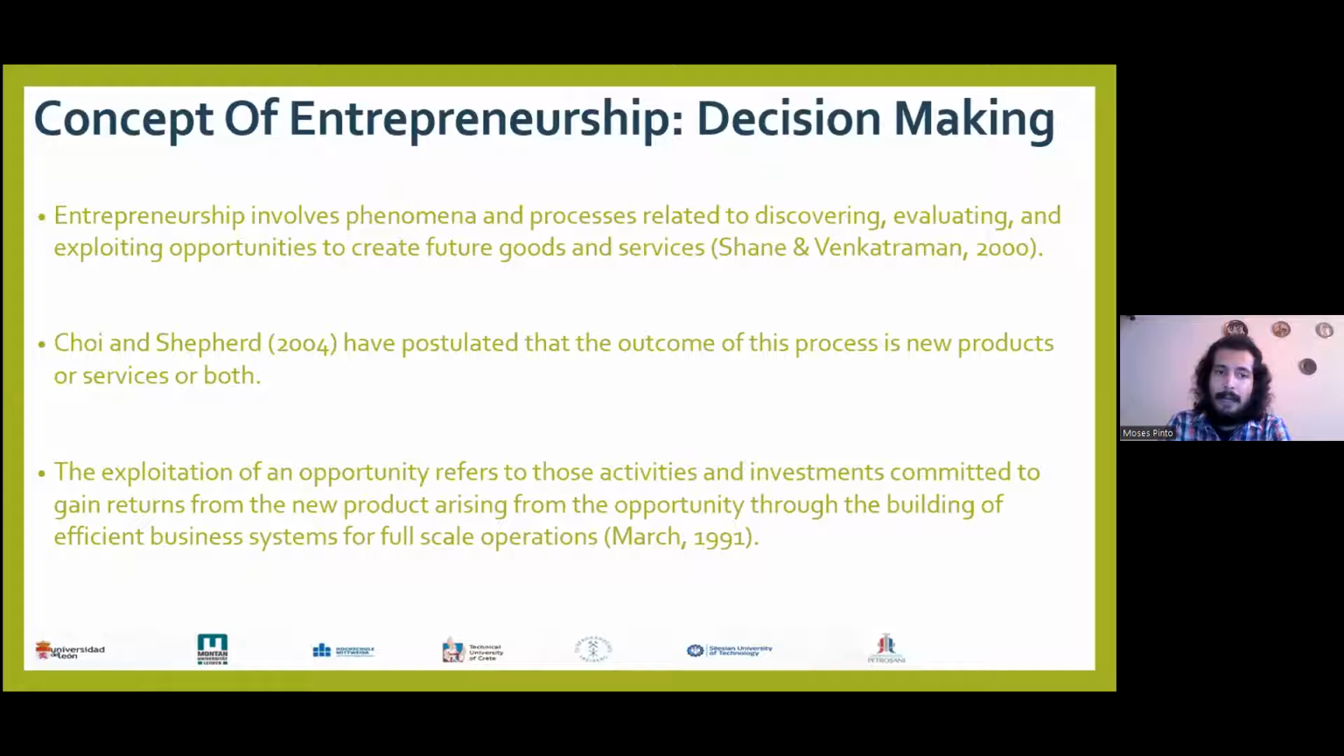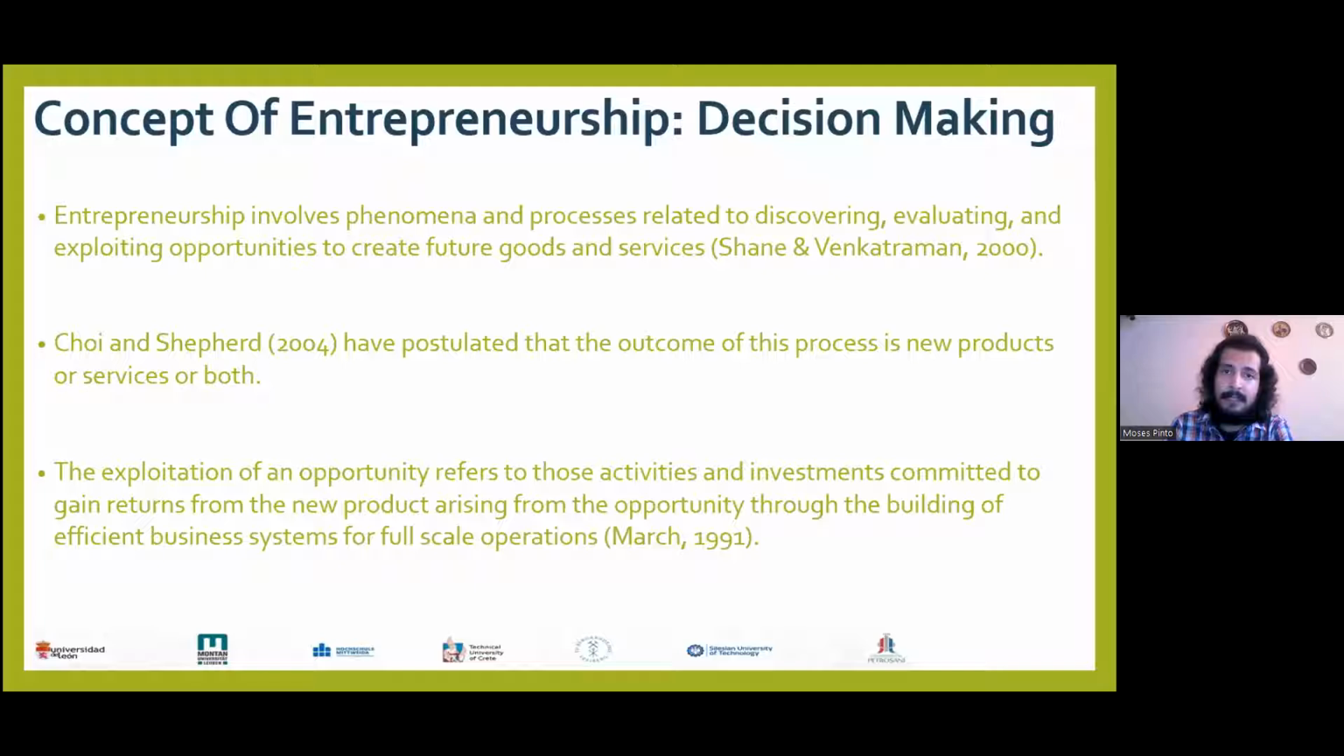And a rather older definition given by March in the year 1991 mentions that the exploitation of an opportunity refers to those activities and investments committed to gain returns from the new product arising from the opportunity through the building of efficient business systems for full-scale operations. Now, this is a little bit from the decision-making perspective, and we will be looking into scientific decision-making in the subsequent slides.